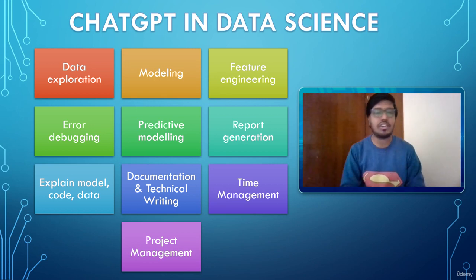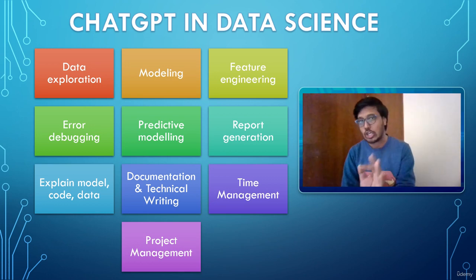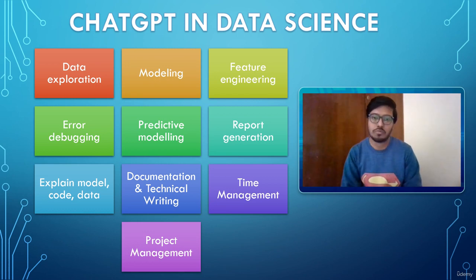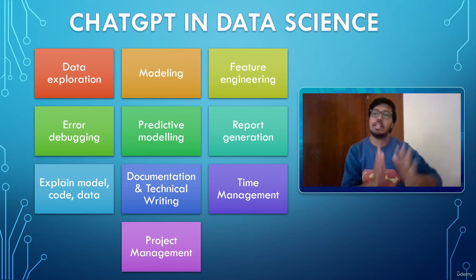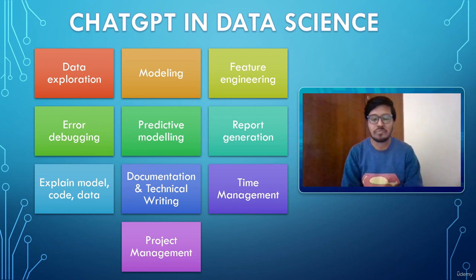And then there is feature engineering. You provide ChatGPT with a data set, and it can generate suggestions for new features to create based on the data. Error debugging. You provide ChatGPT with an error message and the code that caused it, and it can generate suggestions for how to fix the issue. Amazing. Predictive modeling. Give ChatGPT a data set and a target variable, and it can generate code for different machine learning models and suggest the best model for the task.